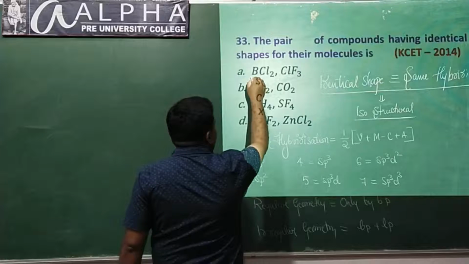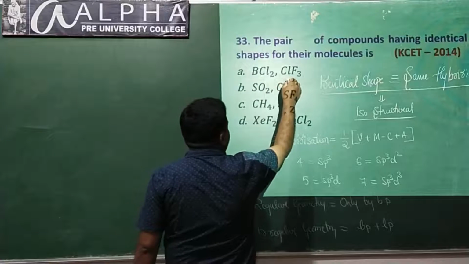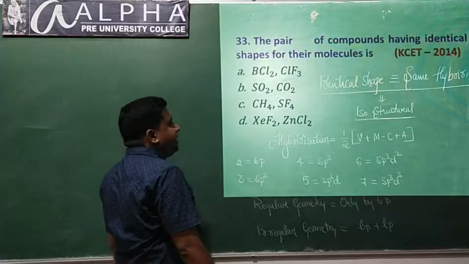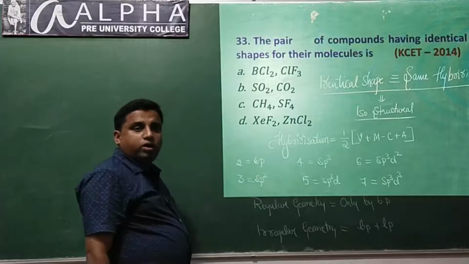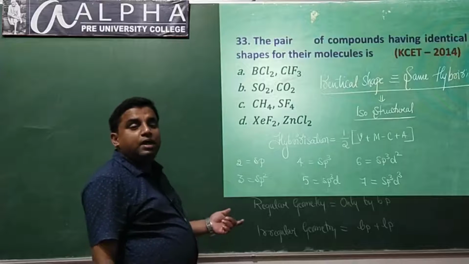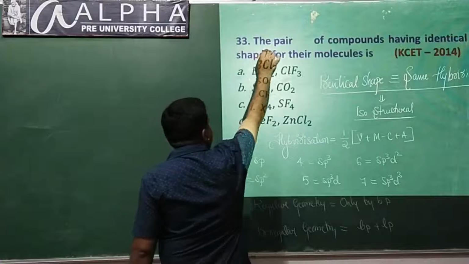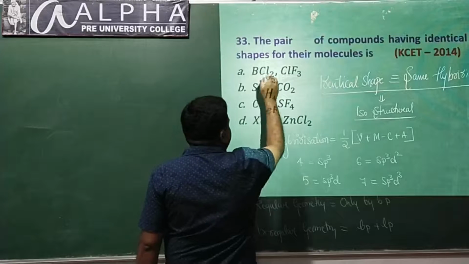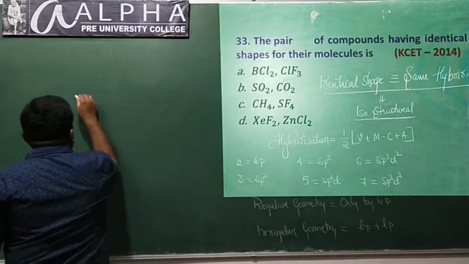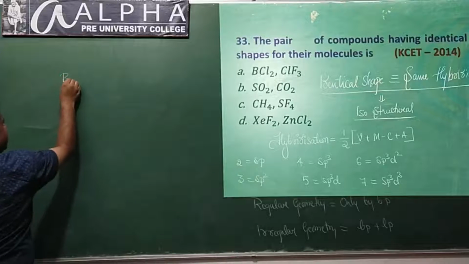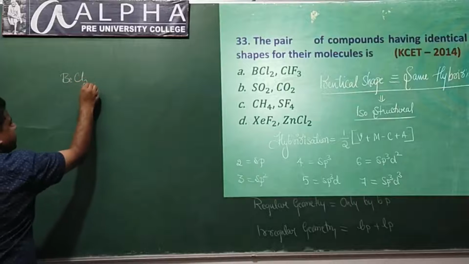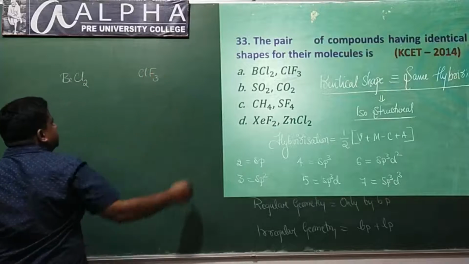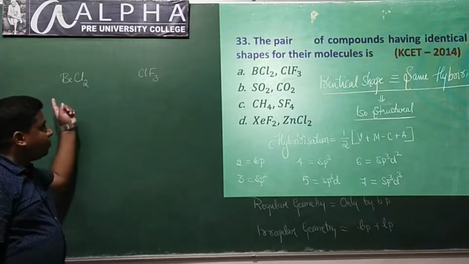Now look here. By the way, boron chloride, BCl2, is actually a printing error. It is beryllium chloride, BeCl2. Boron chloride cannot be BCl2, boron chloride has to be BCl3. So there is a printing error here, it is BCl3 and ClF3. If I consider beryllium chloride and ClF3, students, which is the central atom among these two?